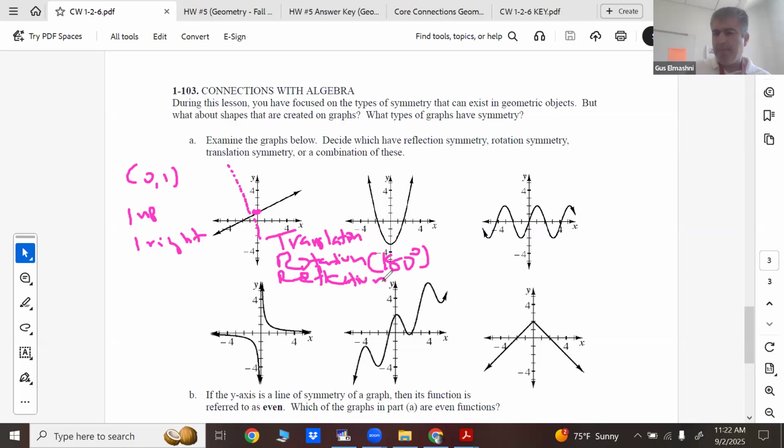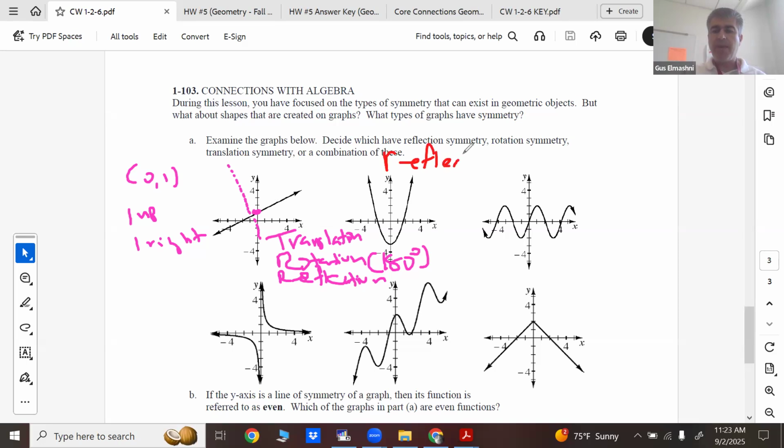Now take a look at the parabola, the one to the right. If I rotated it less than 360, can I get back to this, or does it only rotate 360 to get back? Yeah, only 360. So that's how you can tell if you could rotate less than 360 and get back to the same place. So I'm going to say no rotation with that one, but can I cut it in half? Can I reflect it? Yeah. This definitely has reflection, so I could go down the y-axis.